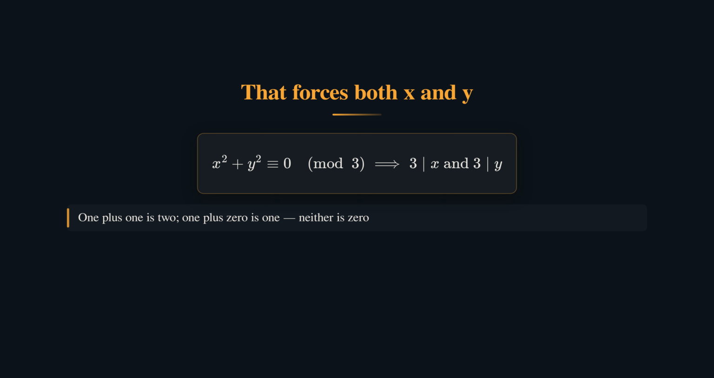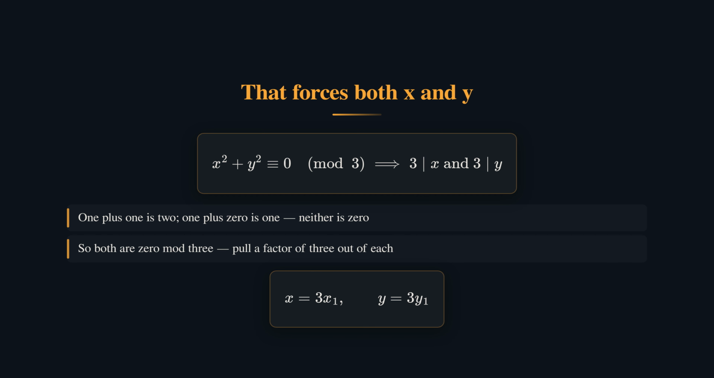Here is why. Each square is either 0 or 1. 1 plus 1 is 2. 1 plus 0 is 1. Neither of those is 0, so the only surviving option is 0 plus 0. So 3 divides x and 3 divides y, which means we can pull a factor of 3 out of each of them. Write x as 3x1 and y as 3y1. Those two are what the descent will be about.